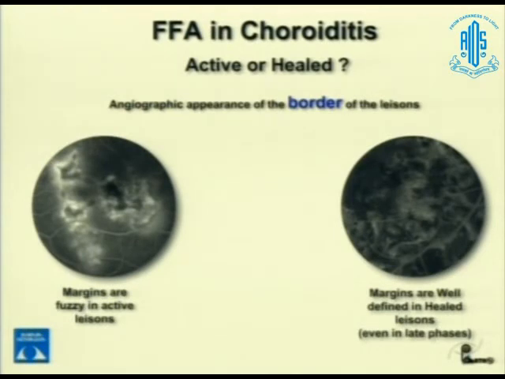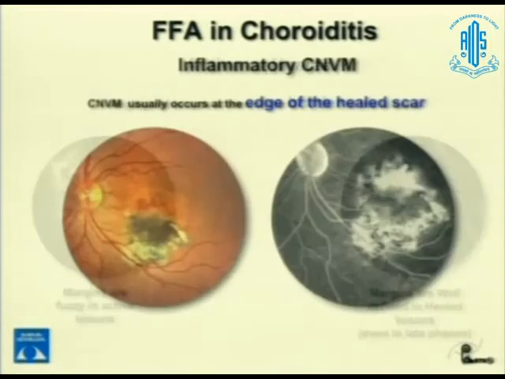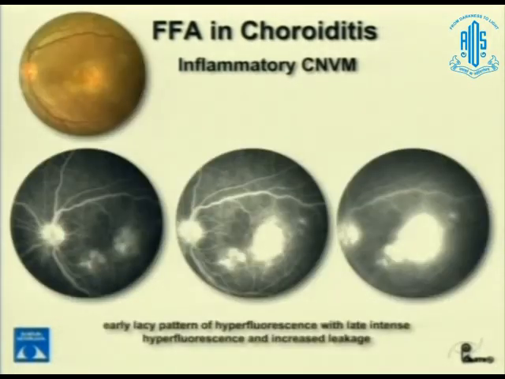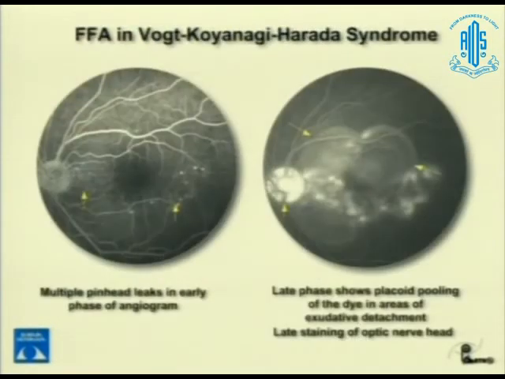Similarly, in choroiditis it also helps us. You have to just look carefully at the border of the lesions. The margins of these lesions are fuzzy in cases of active choroiditis, whereas the margins are well defined in cases of healed lesions. Similarly, CNVM in uveitis usually occurs at the edges of the healed scar. So fundus fluorescein angiography helps us diagnose this with an early lacy pattern of hyperfluorescence.